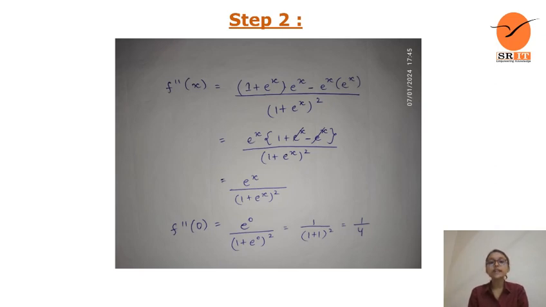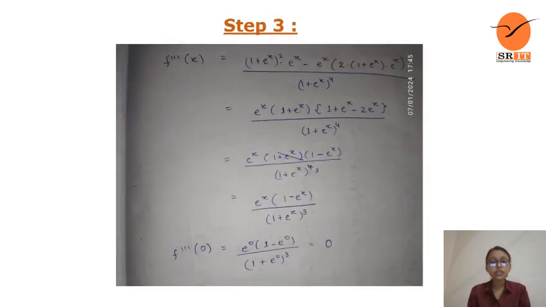So finally we get e raised to the power x upon 1 plus e raised to the power x whole square. Now instead of x we keep 0 to get f double dash 0 as e raised to the power 0 upon 1 plus e raised to the power 0 whole square to get 1 upon 4.